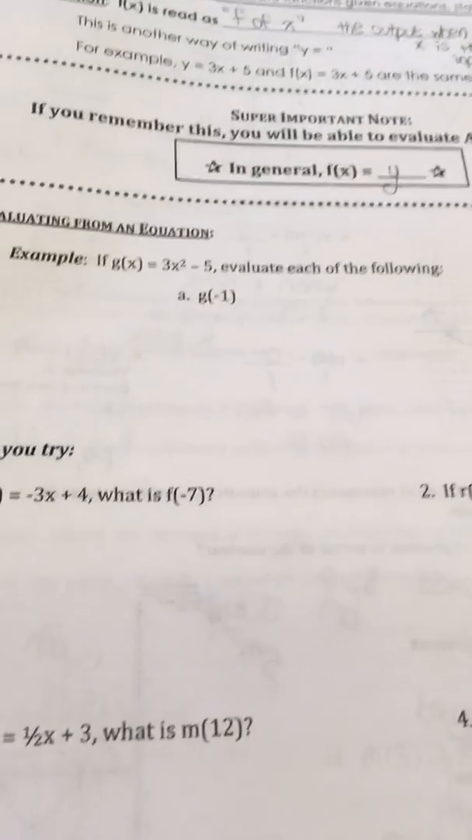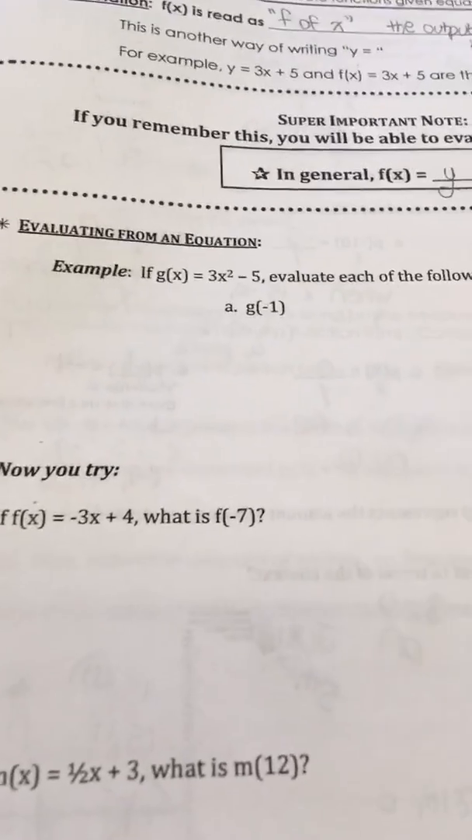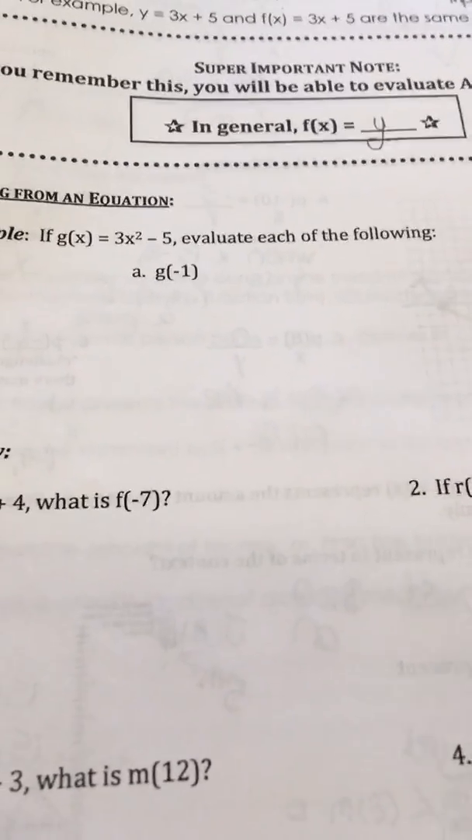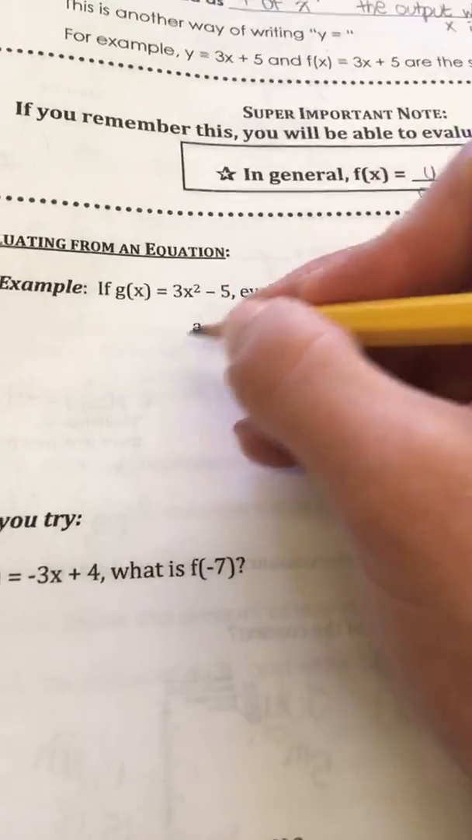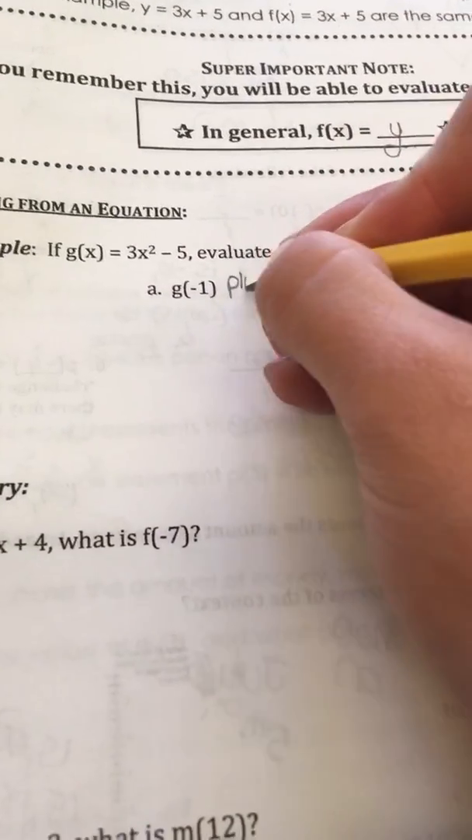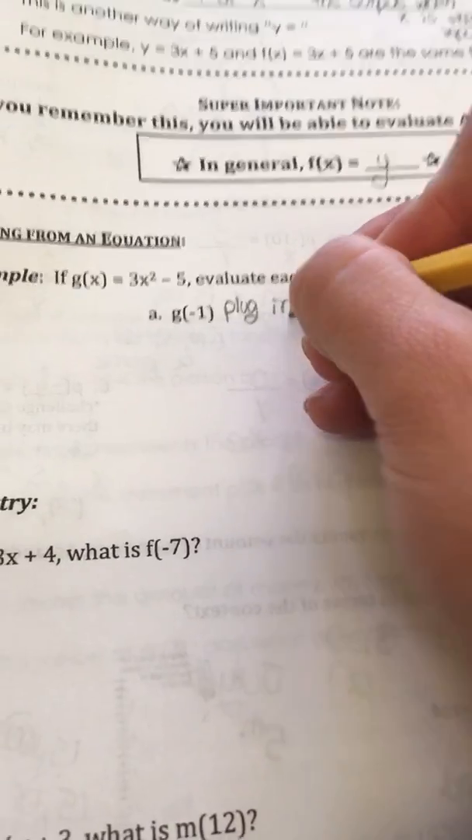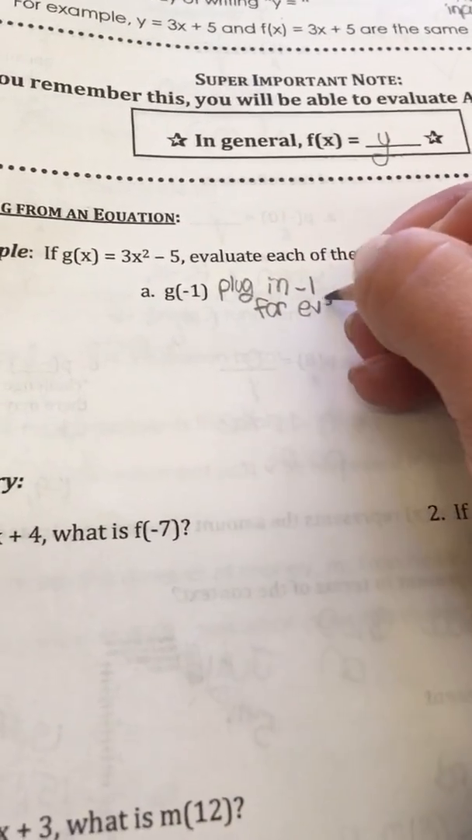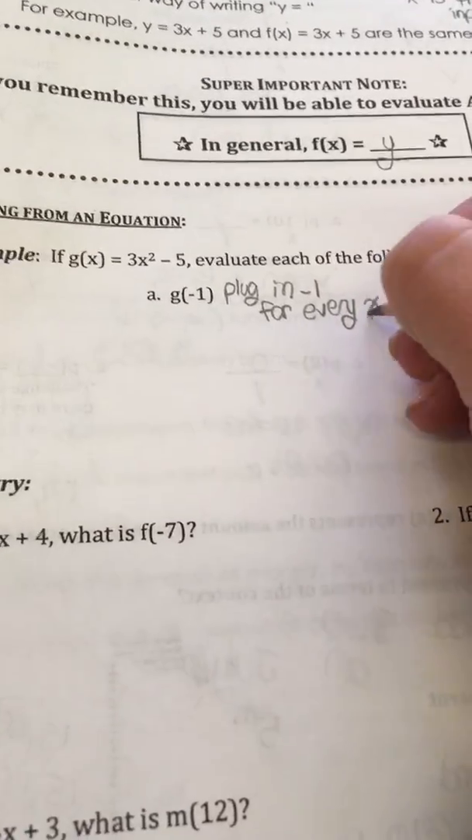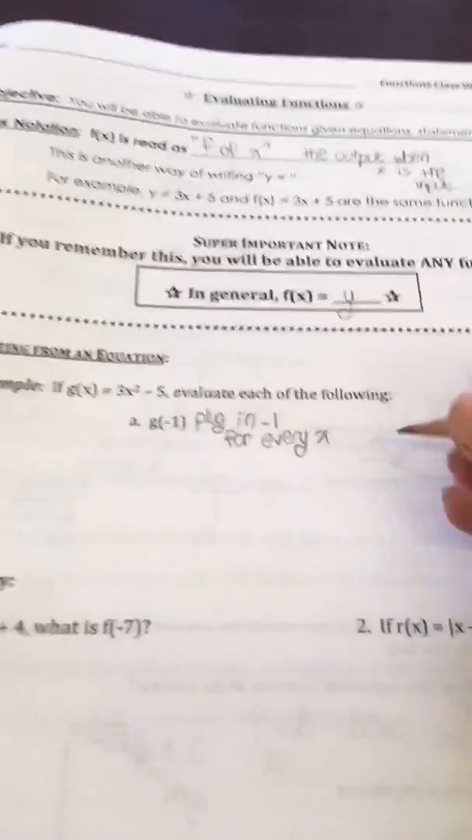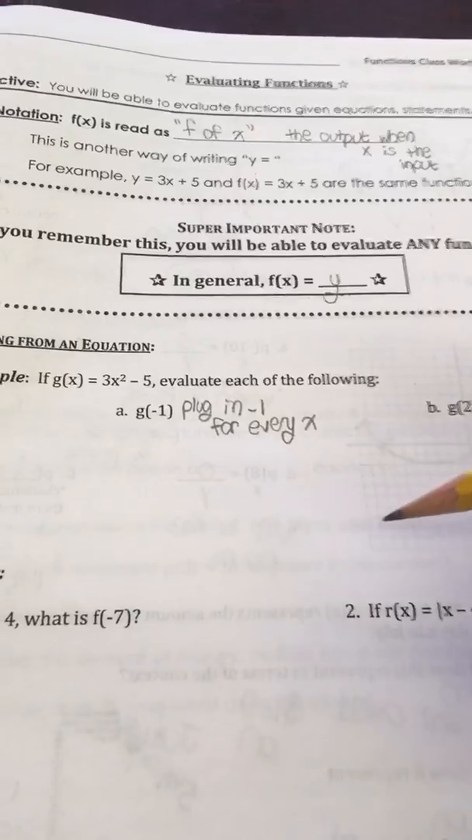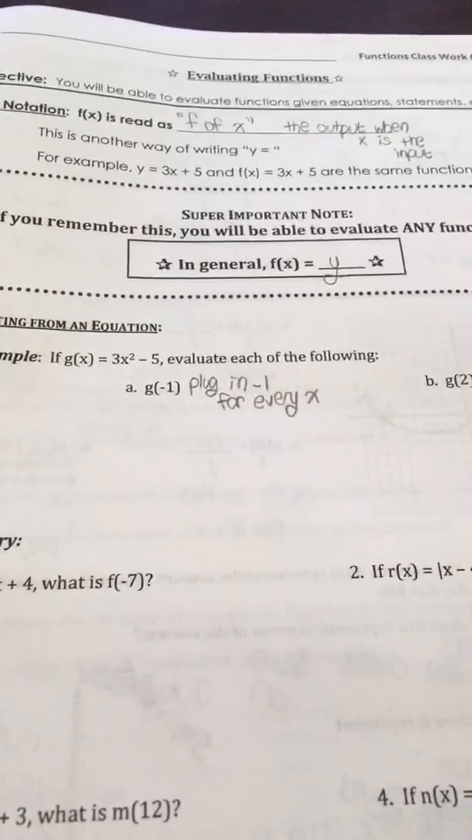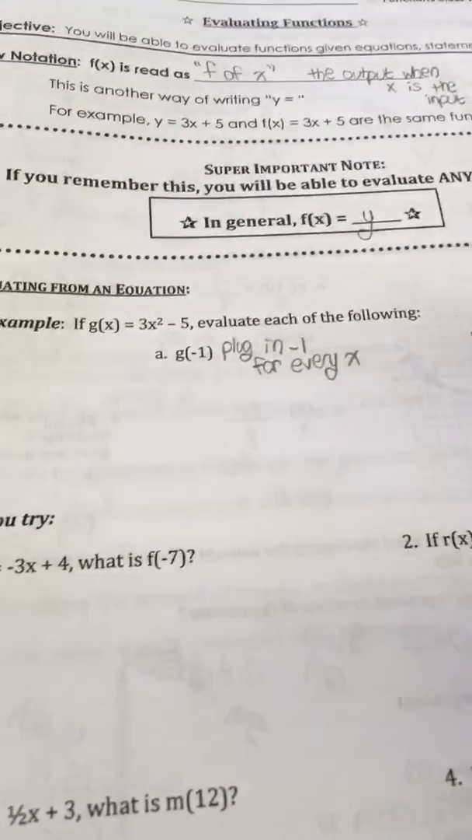So we'll do some examples together. So if g of x equals 3x squared minus 5, evaluate g of negative 1. So that just means plug in negative 1 for every x. And I also forgot to mention, it is important that you write the words for the examples at least just on this page, so that way when you go back to study, you remember what everything means.